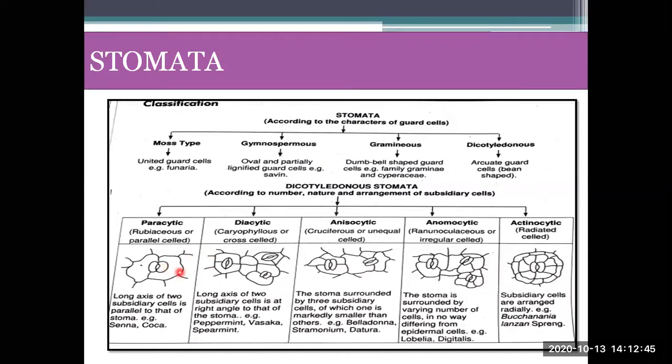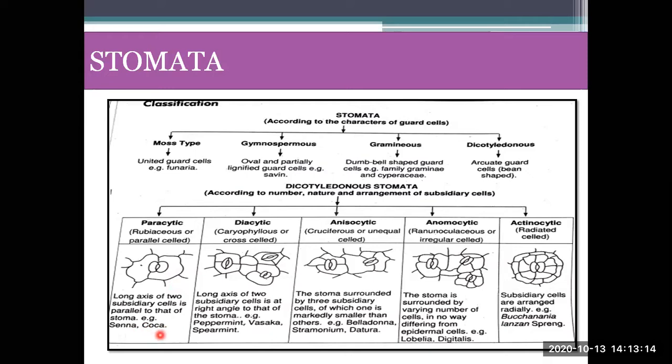Okay, parallel to what? Parallel to the stoma and not the stomata. So you should be very, very careful while writing the answer. Parasitic stomata means the long axis of the subsidiary cell will always be parallel to the stoma. Stoma is nothing but a pore, an opening through which gaseous exchange takes place.